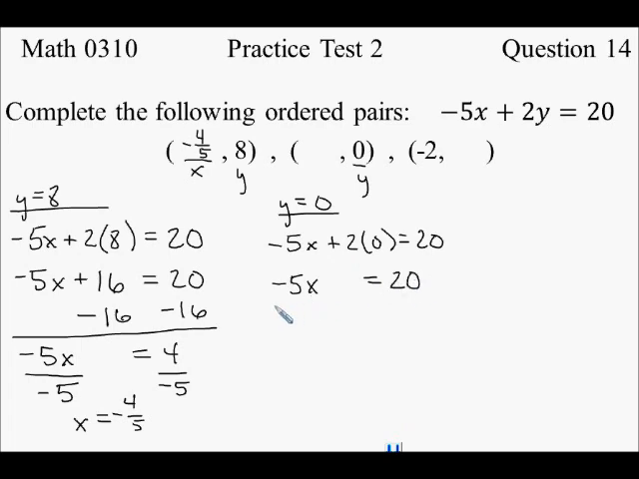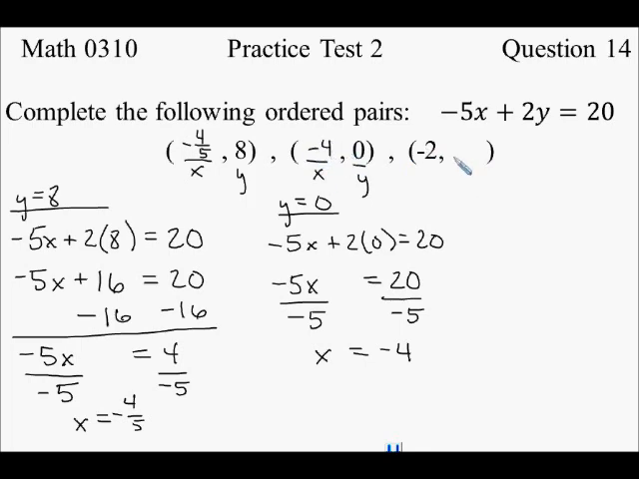And now we have, again, the negative 5 times x. So again, we're going to divide both sides by negative 5 like we did before. And we're just left with x on the left side now, and 20 divided by negative 5, so 20 divided by 5 is 4, and these are opposite signs, so it's a negative 4, and x equals negative 4, so our x-coordinate there for that one is negative 4.